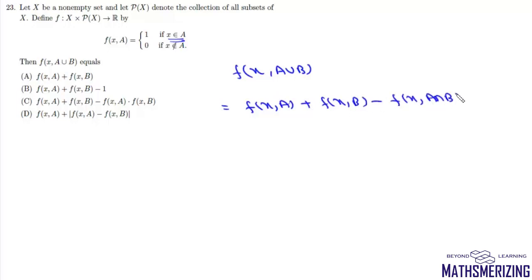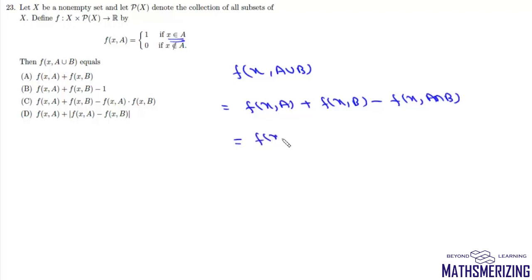Now question number 23 is, let X be a non-empty set and let P(X) denote the collection of all subsets of X. Define F from X times P(X) to R by F(x, A) is 1 if x belongs to A, and it is 0 if x doesn't belong to A. Now what about F(x, A union B)? Now we know that F(x, A union B) will be F(x, A) plus F(x, B) minus F(x, A intersection B).